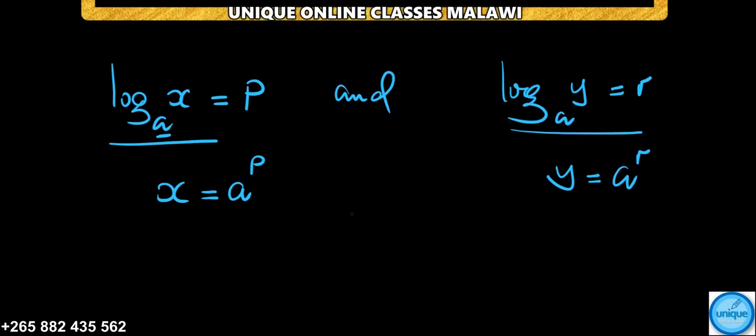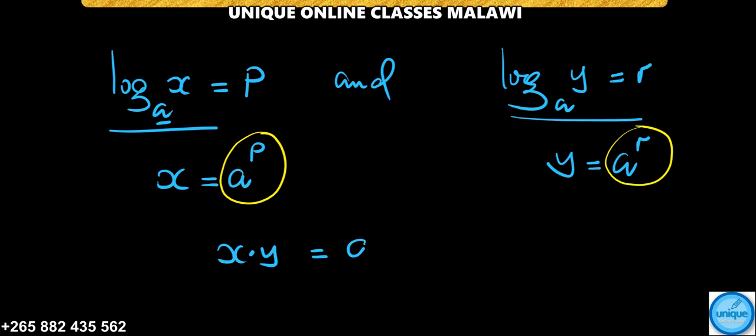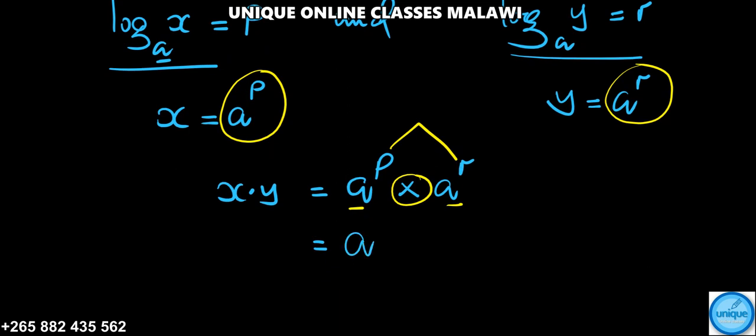Now, what I need to do is multiply x by y. So x multiplied by y will be a power p multiplied by a power r. In the previous video, when I was deriving laws of indices, when multiplying numbers of the same base, we just add the powers. So it will be written as a power p plus r, for x times y.